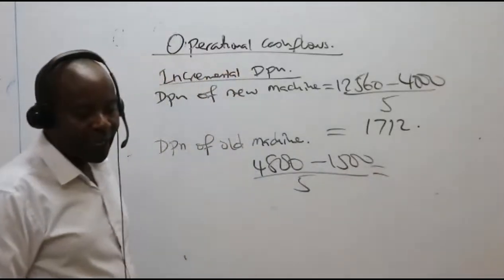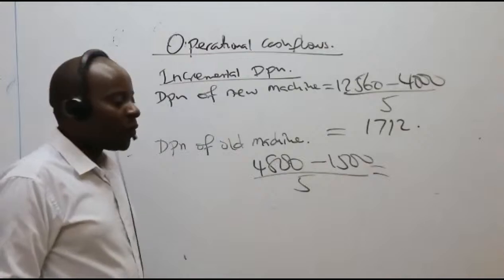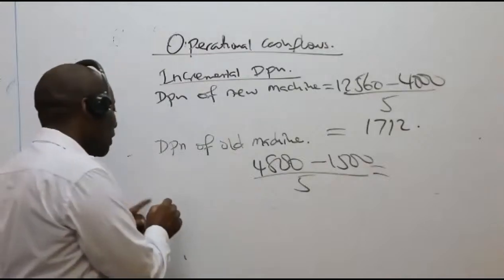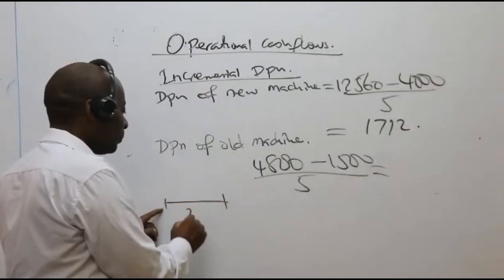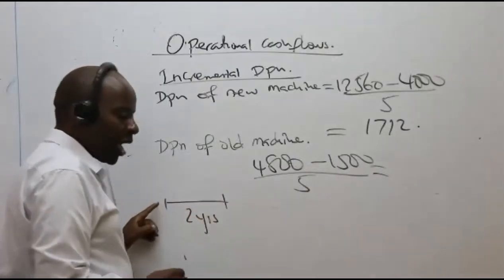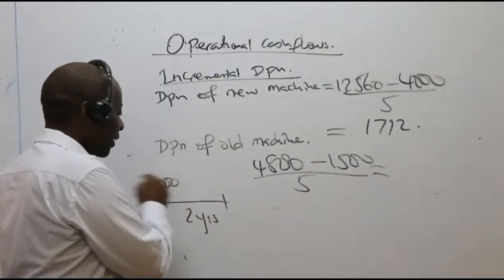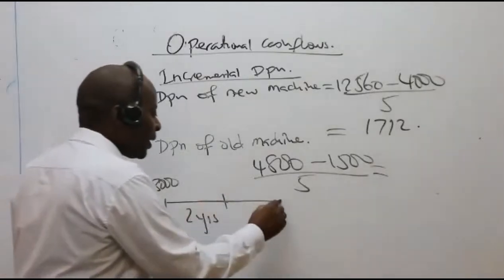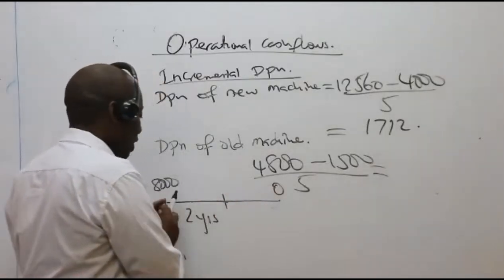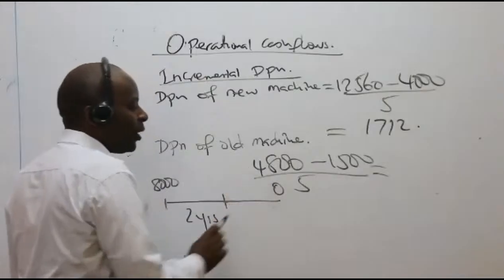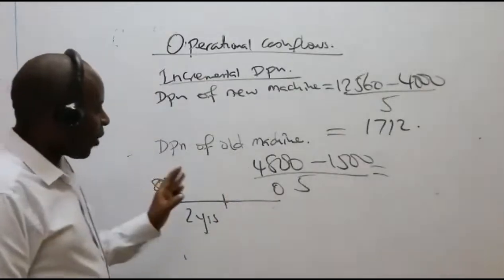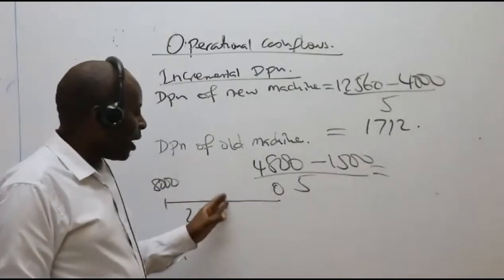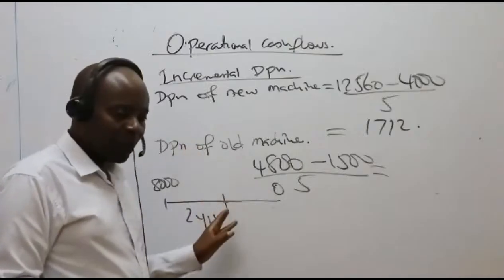And I will explain. Ladies and gentlemen, remember we bought this machine some 2 years ago, and we bought it for 8,000, right? And I did an estimation where we said that for these 5 years, this thing's scrap value will be 0. Now we have come to the time of replacement, 2 years later.